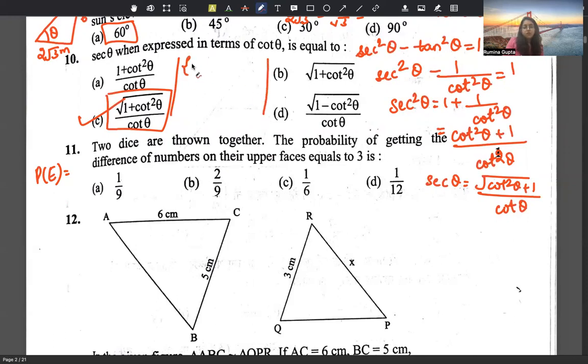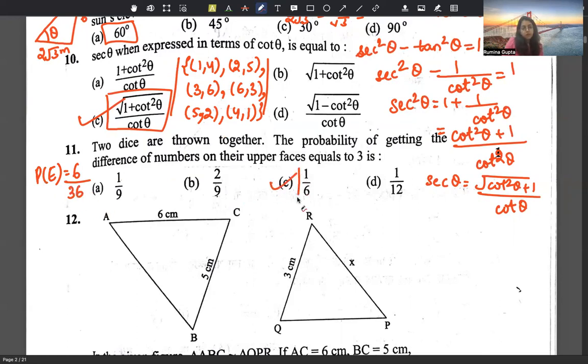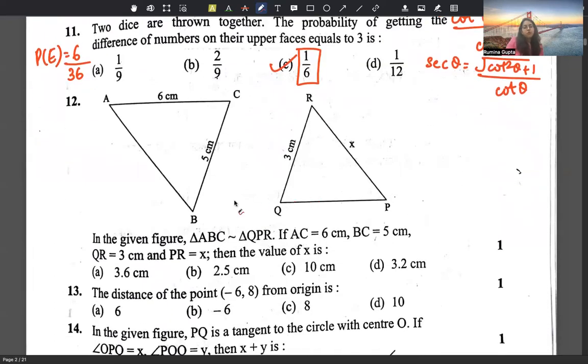So firstly, if you observe, it would be 1,4, difference of 3. Then you can say 2,5, difference is 3. And then you can say 3,6. In a similar manner, 6,3, 5,2, and 4,1. So yes, we have 6 favorable events. So 6 upon 36, that were your total outcomes. So that is 1 upon 6 is your answer, and that is option number C.